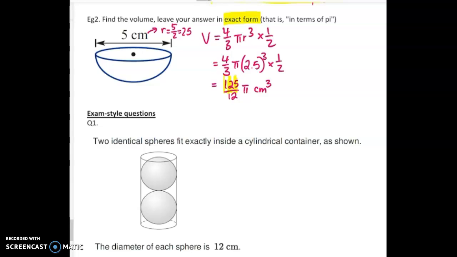Okay, so a quick recap. When you're finding the volume of a sphere or parts of a sphere, you start off with the formula V is equal to 4/3 pi r cubed, multiply by a fraction if it's a part of a sphere, and then just go have a look at the diagram to find the radius that you will be substituting into the volume formula.